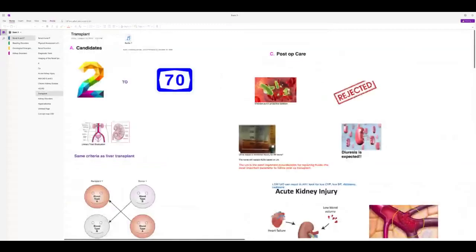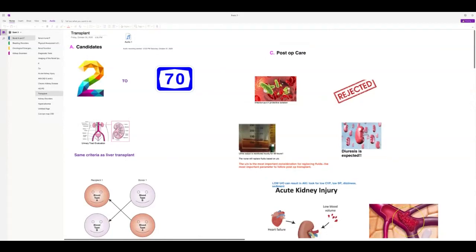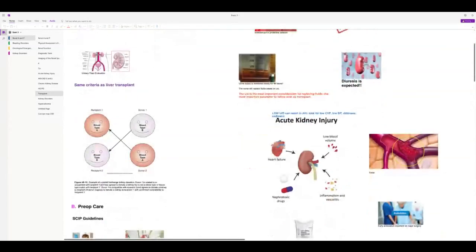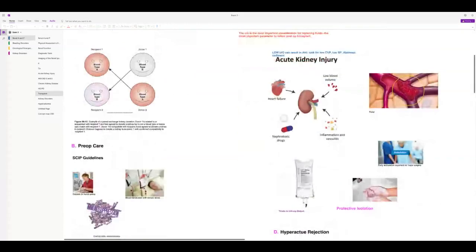So for a transplant, 2 to 70-year-olds can get transplants. They'll first have a urinary tract evaluation, same criteria as a liver transplant. They have to do all that psychological testing to make sure they can take care of themselves. All right, so just regular skip guidelines.